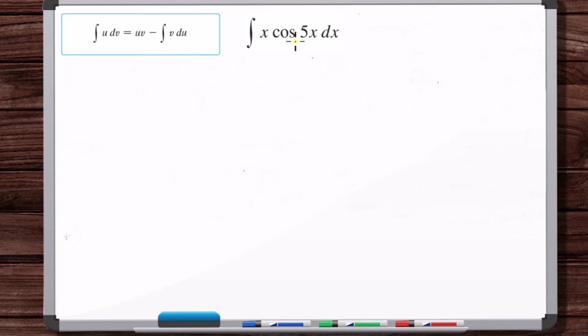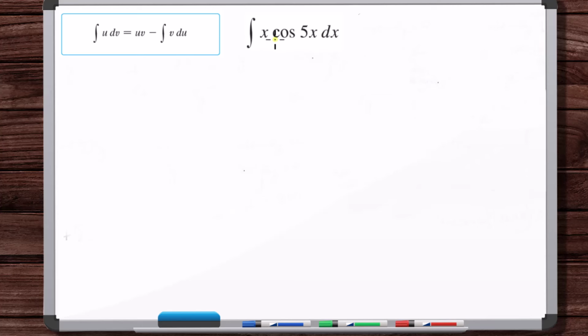A good example of that is if you ever have the natural log of x as one portion, then it's very rare that you'll choose the natural log portion to be the dv. You'll choose it to be the u, because when you take the derivative of natural log of x, it just goes to 1 over x, as opposed to the integral, which is complicated.